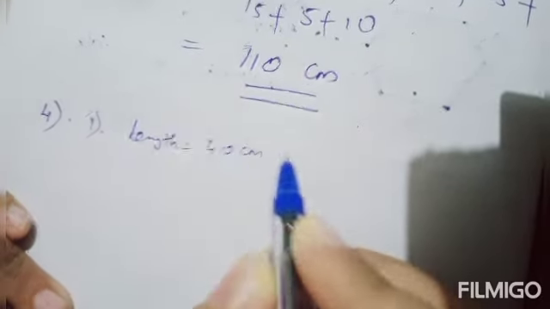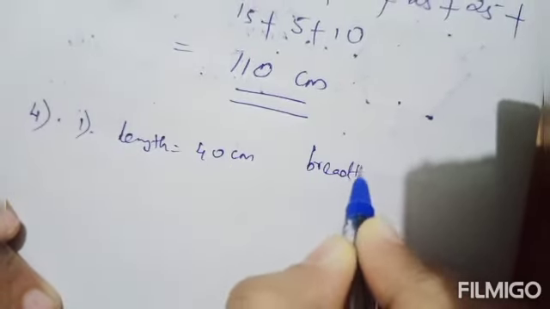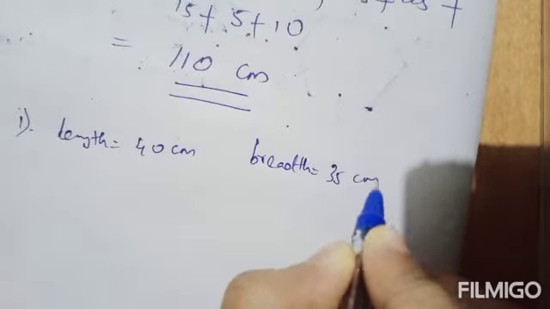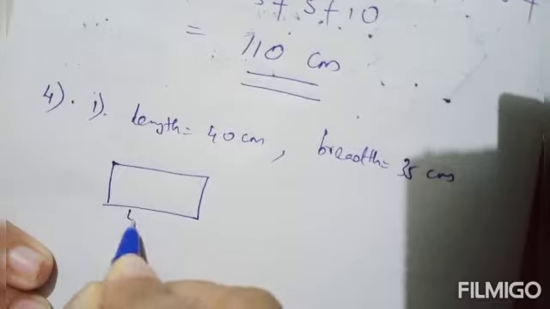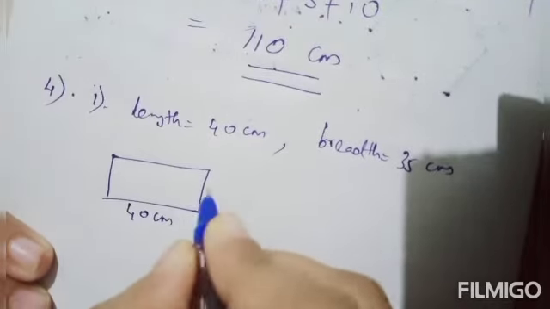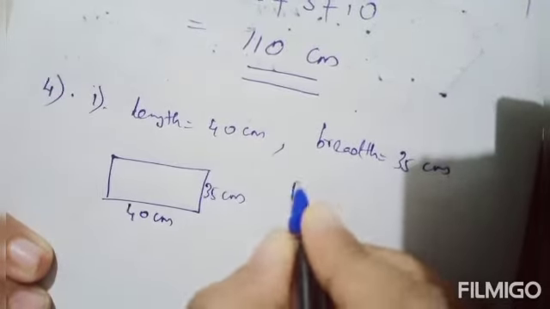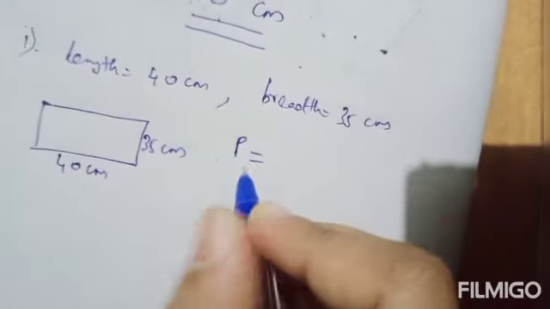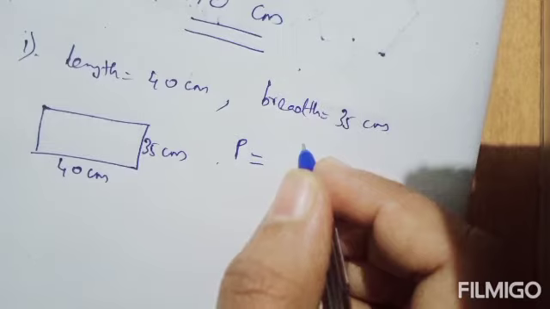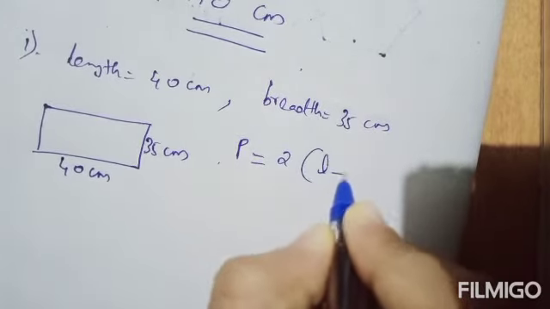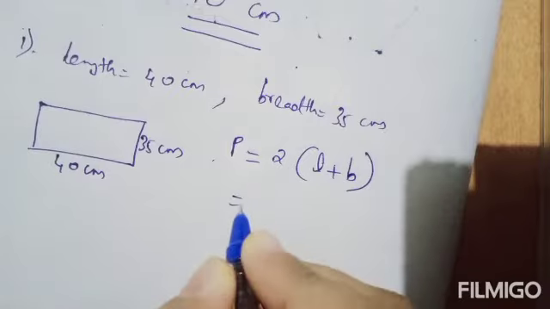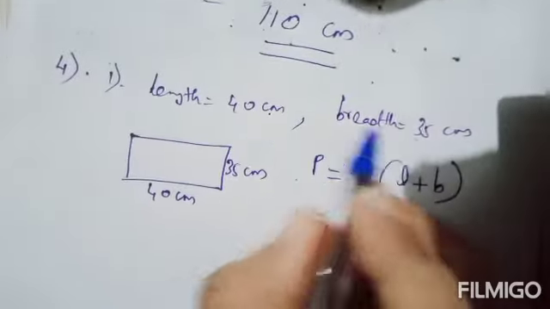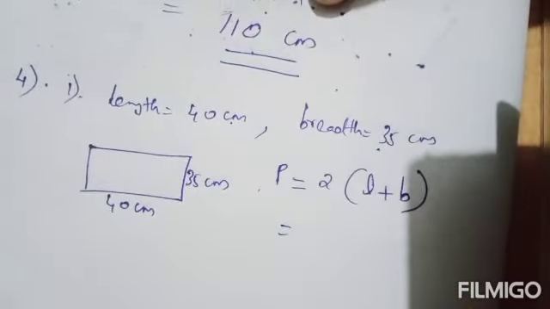40 centimeter and breadth equal to 35 centimeter. Okay, so here length of a rectangle, it is given 40 centimeter and breadth it is given 35 centimeter. You have to find the perimeter of rectangle. So you know perimeter of a rectangle, the formula is 2 into (length plus breadth), 2 into (L plus B). Now you have to note one thing, here length and breadth should be of equal unit.